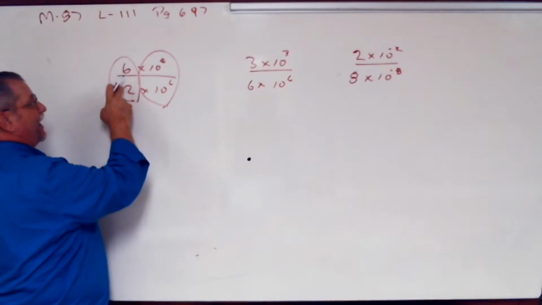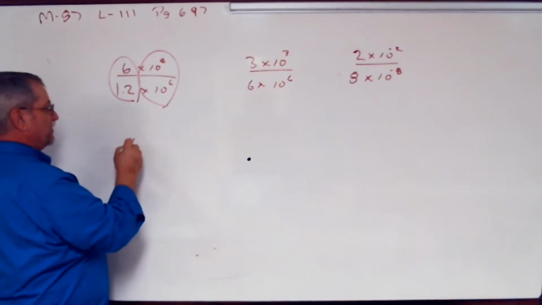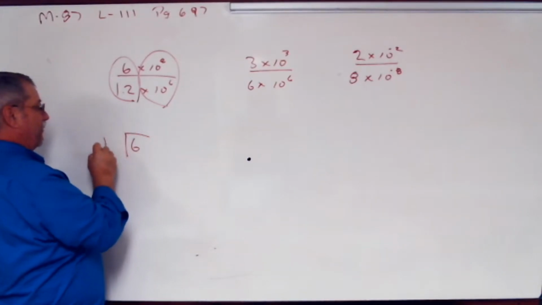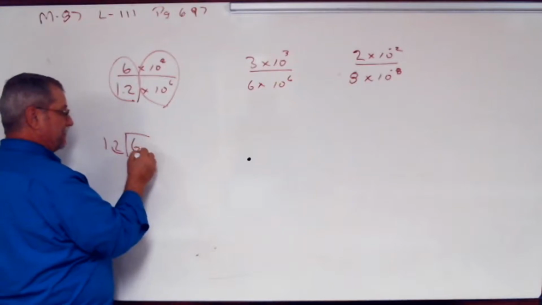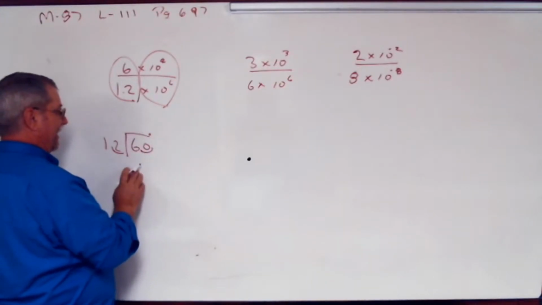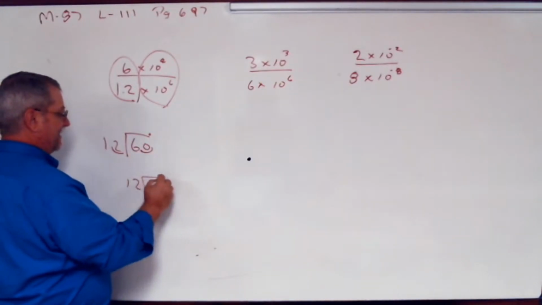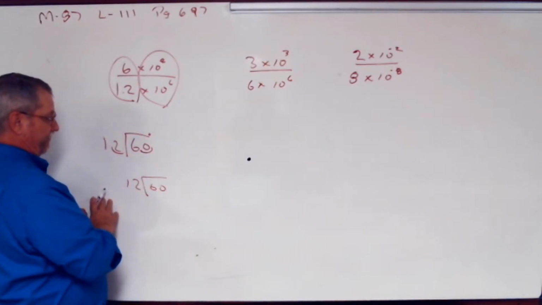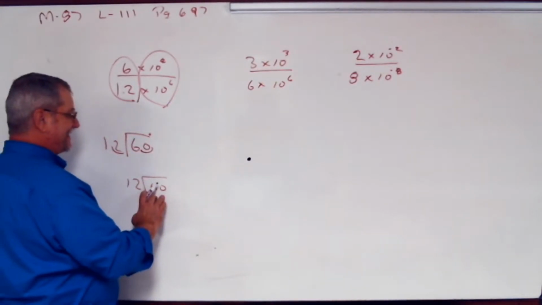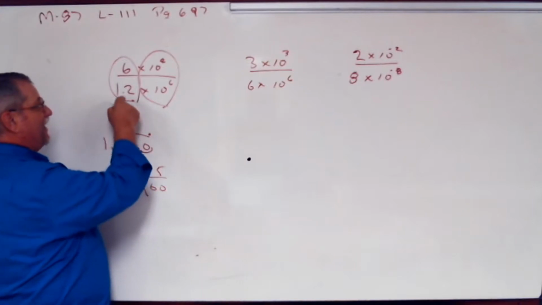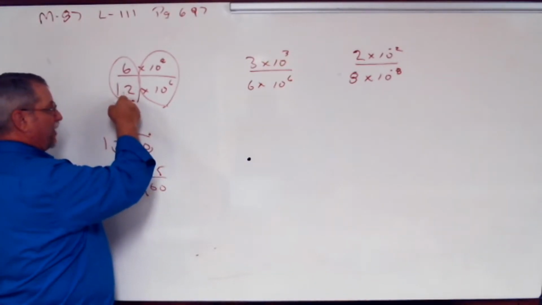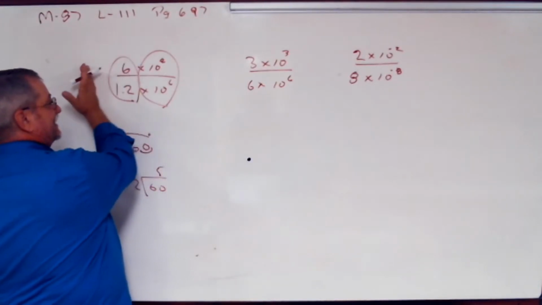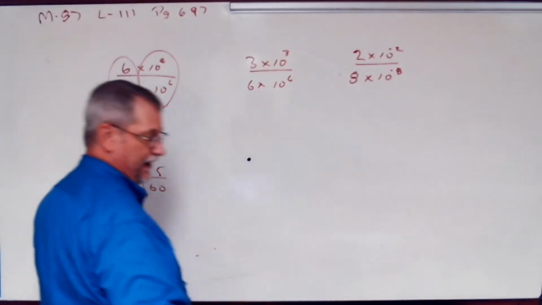6 divided by 1.2. So this part of it is 6 divided by 1.2 like this. Take the decimal, move it over, and bring it up. So we have this right here. 12 goes into 60 5 times. This part of it is just 5. It is a division problem, okay?